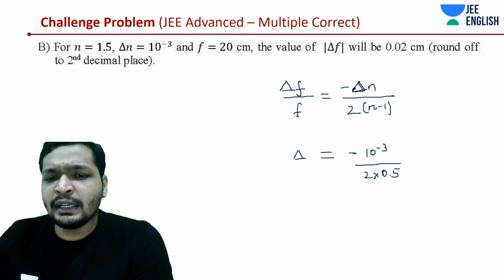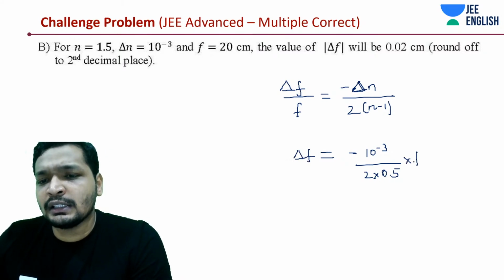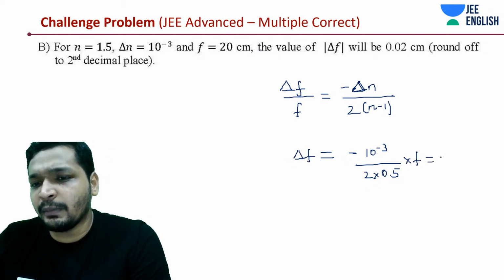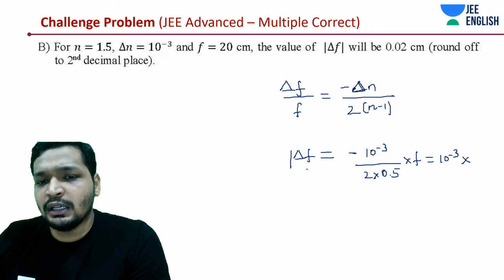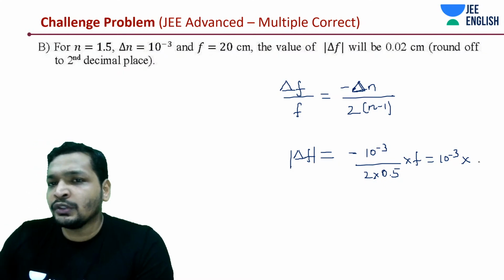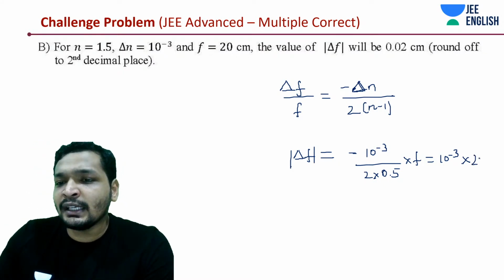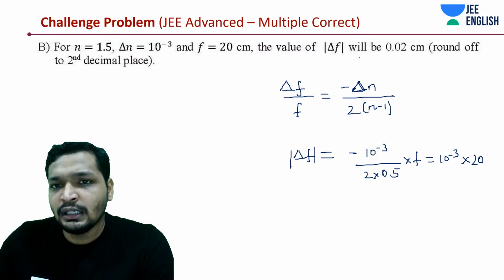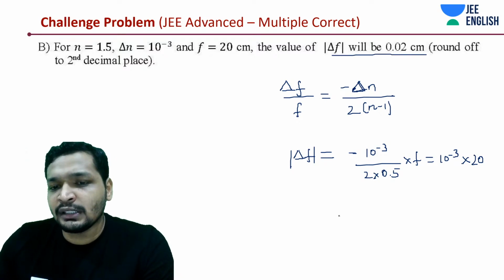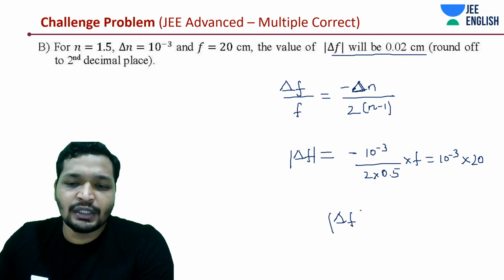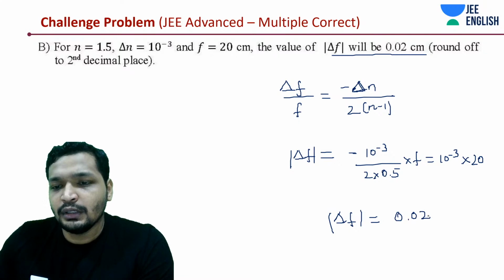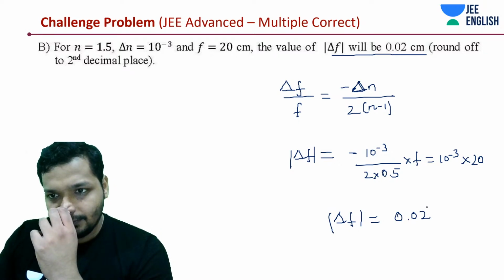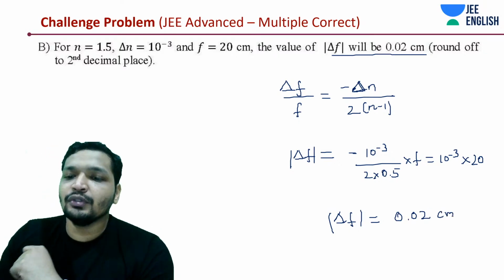And I'm writing down into F, and in this case, how much is F? This is basically 10 to the power minus 3. I'm not writing down the negative sign because what is being asked is the mod of delta. So 10 to the power minus 3 into 20 centimeters. Everything is being analyzed in centimeters only, I guess. Delta F will be 0.02 centimeters. How much is delta F now? It's 0.02 centimeters.